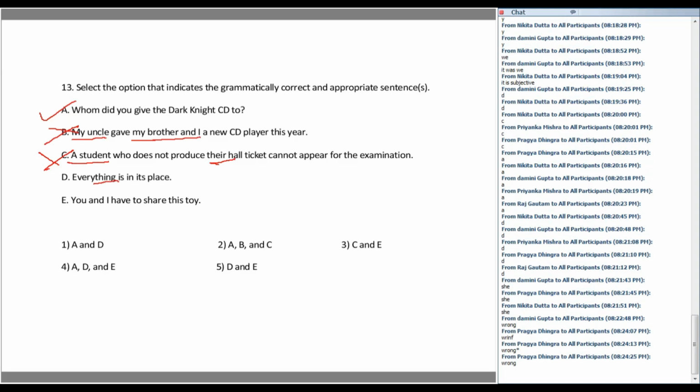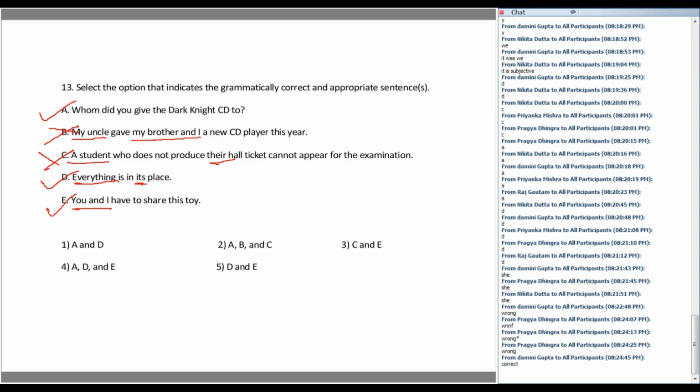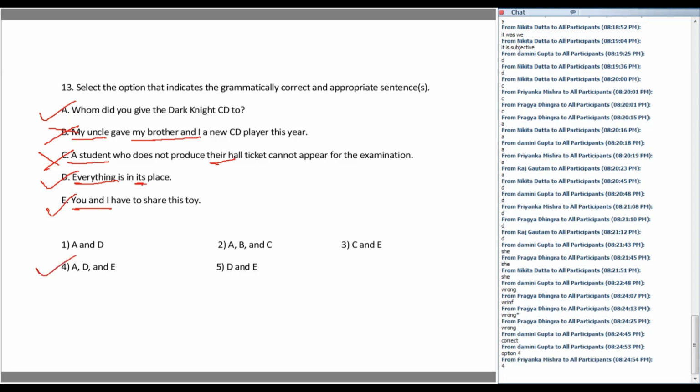Everything, singular, is in its place. Singular. Correct. You and I have to share this story. Correct. So A, D, sorry. कौन कौन सा correct है? A, D, and E. A, D, and E means 4. Yeah, option 4. Option number 4.